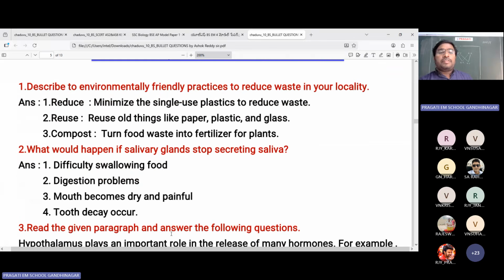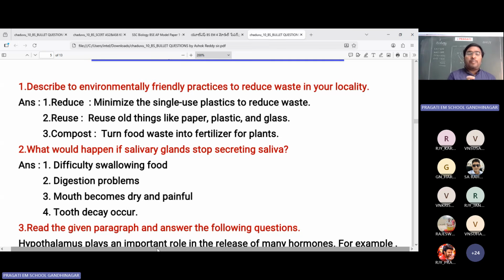Describe the environmentally friendly practices to reduce waste in your locality. See, as we know, the 3R principle: reduce, reuse, recycle. Reduce means minimize the single use plastic to reduce waste. And reuse, what do you have to reuse? Reuse old things like paper, plastic, and glass.